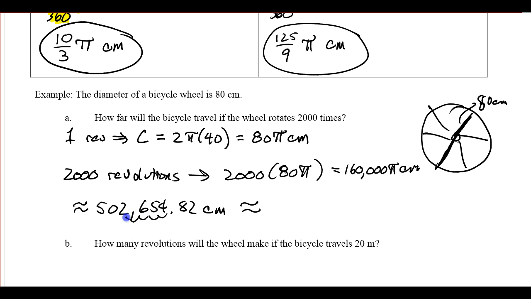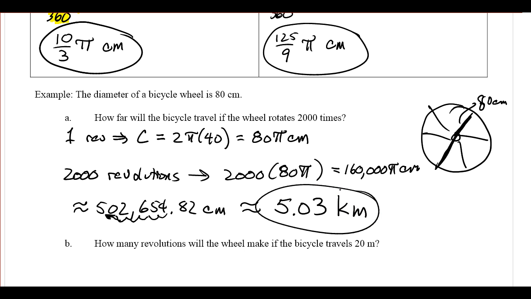And if I want to convert that to kilometers, I would move it 2 places for meters, and then another 3 places. So we just move the decimal to go from centimeters to kilometers. We have to move it 5 places, so we end up with about 5.03 kilometers. And then we could figure out how many miles that would be if we wanted to, but we can see it's going to be a little less than 5 miles. Alright, so that's how far you would go if the wheel rotated 2,000 times.